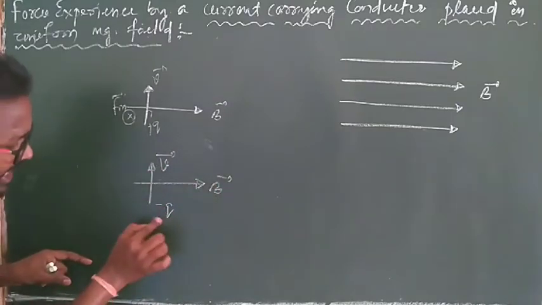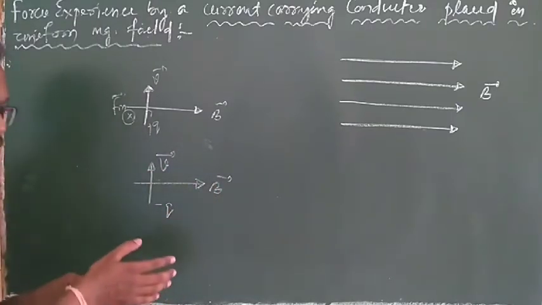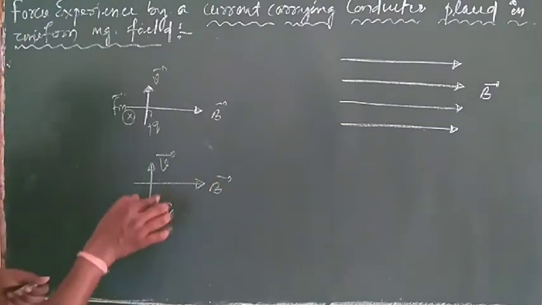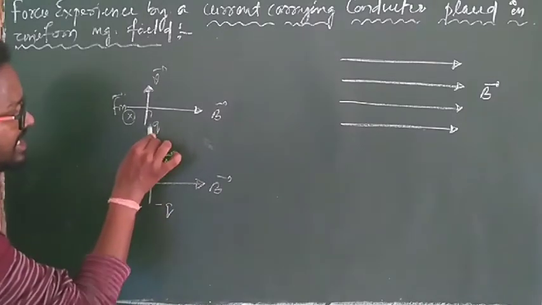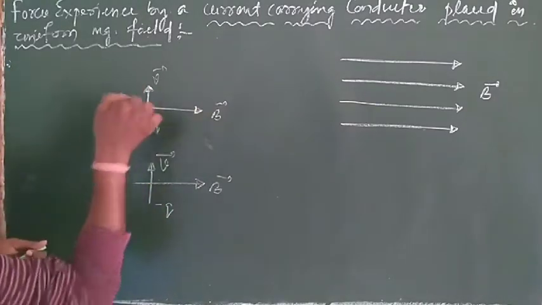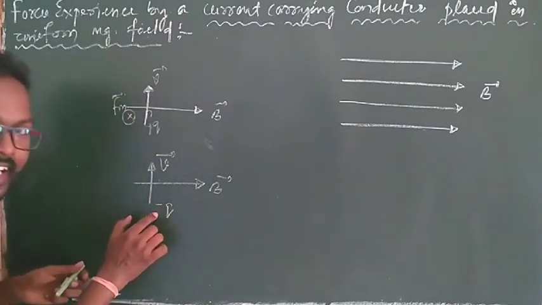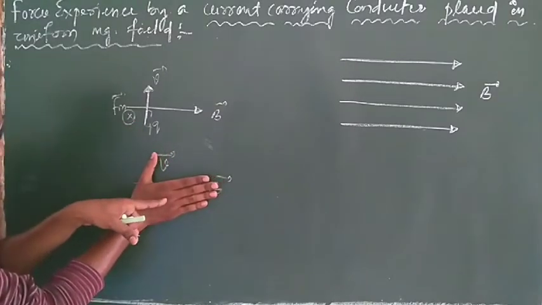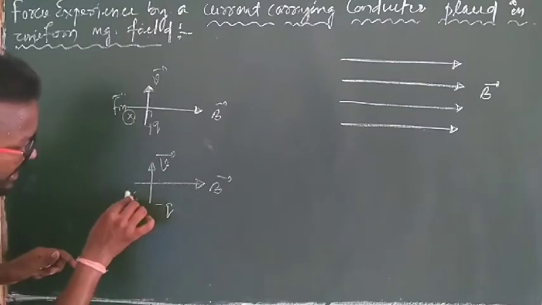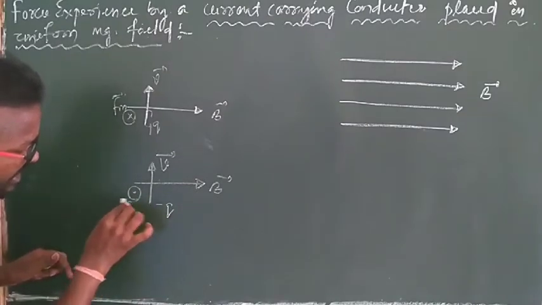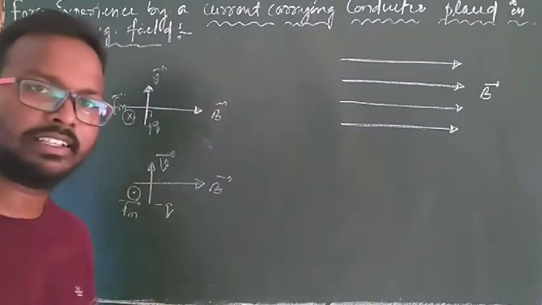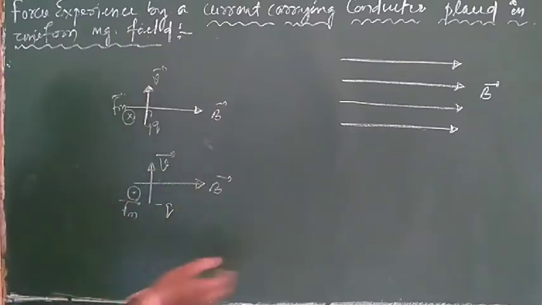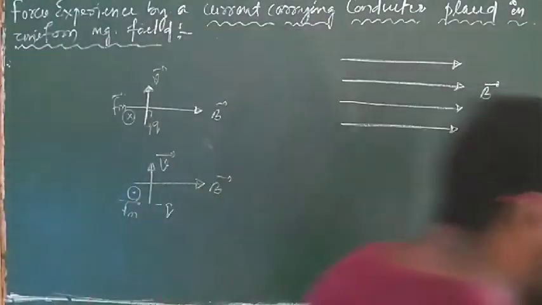So the negative charge experiences a magnetic force opposite to the direction in which a positive charge would experience it. If this charge is positive, the force experienced is inward. But here the charge is negative, so using the palm rule with this magnetic field and velocity, the force is in the opposite direction. This is the direction of magnetic force experienced by the negative charge. Clear? The magnetic force is outward and perpendicular to this line.